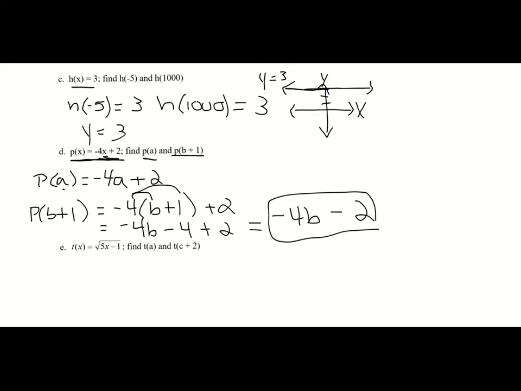So again, a little bit different, a little bit of work to do, but in the end, not bad. It's just getting used to looking at it the right way, and not letting that t of x or p of x or h of x scare you.